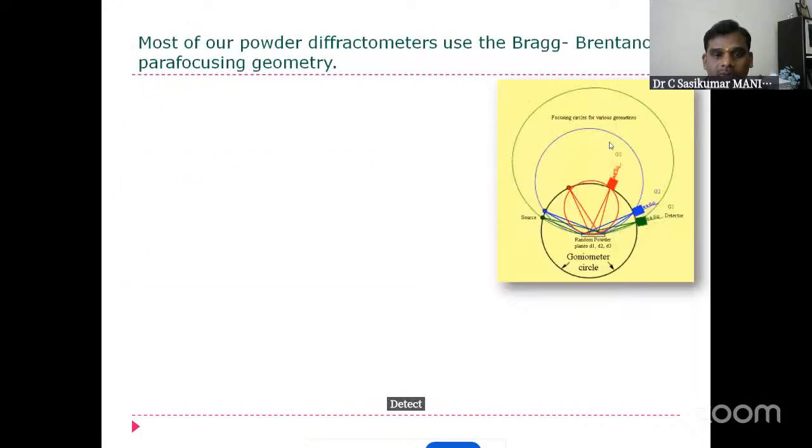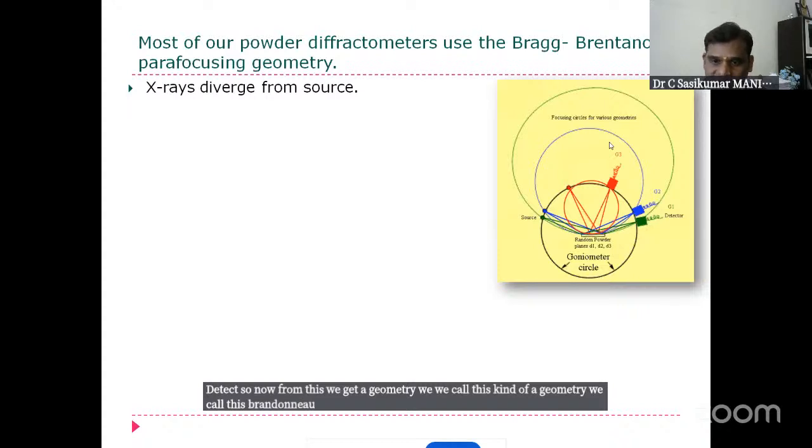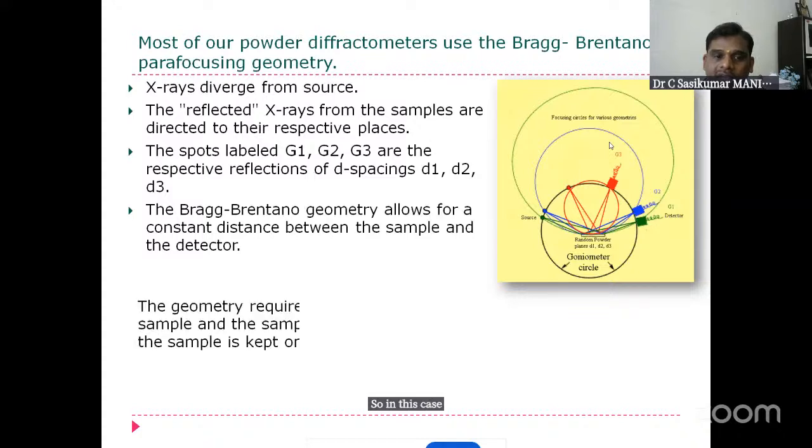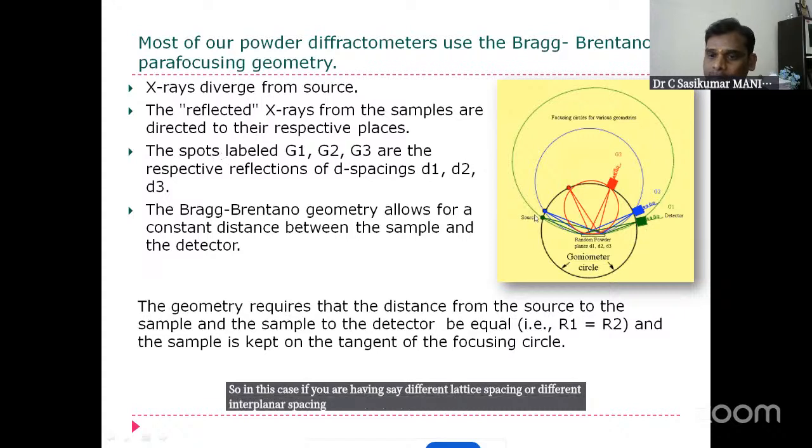So now from this we get a geometry. We call this Bragg-Brentano parafocusing geometry. In most experimental studies, we will be using this kind of Bragg-Brentano parafocusing geometry. So in this case, if you are having different lattice spacing or interplanar spacing D1, D2, D3, you can see that their location may be the red circle, the blue circle and the green circle. So the spots you will be getting at different positions, which is G1, G2, G3, and all these spots are located on this goniometer circle.